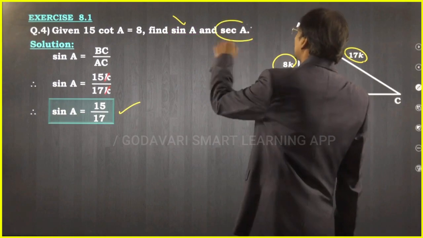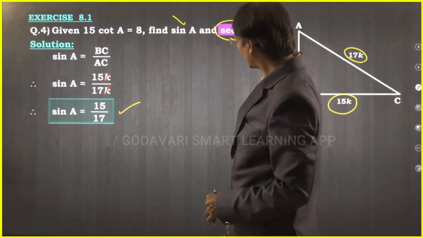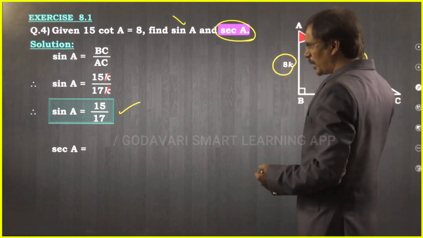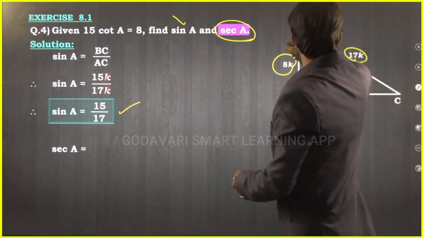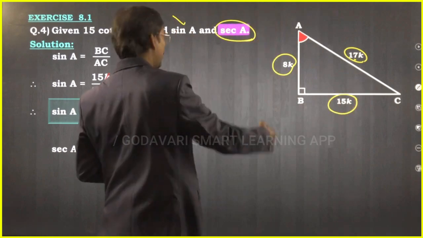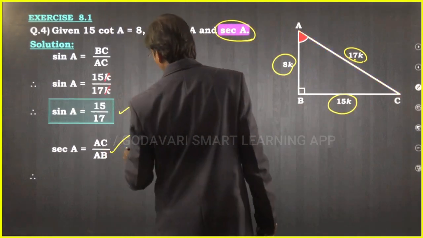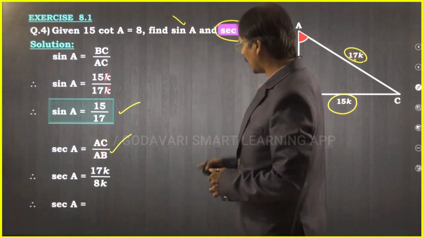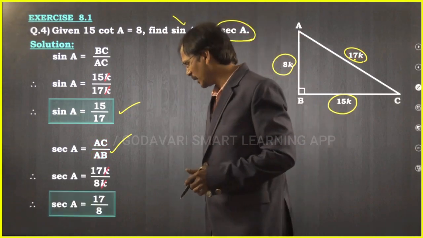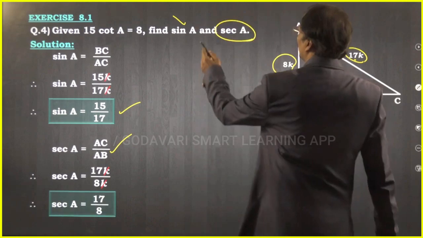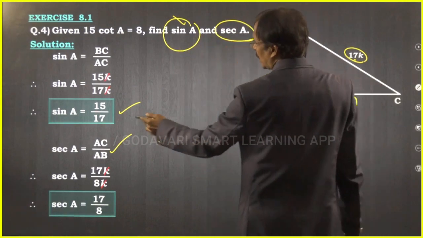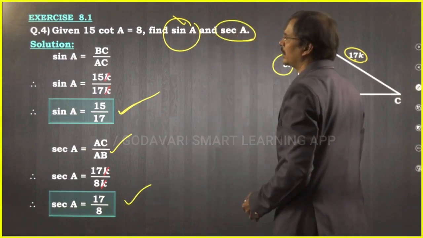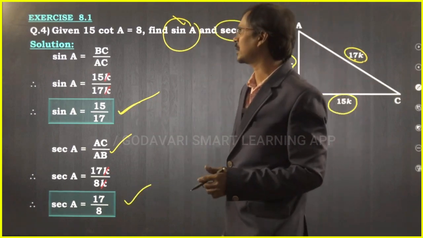Next, we have to find secant A. So according to A, the secant A is nothing but hypotenuse by adjacent side. That means AC by AB. The AC is nothing but 17k and the AB is 8k. K cancels, 17 by 8. Now sin A is 15 by 17 and secant A is 17 by 8. So this is question number 4 in our textbook, exercise 8.1.